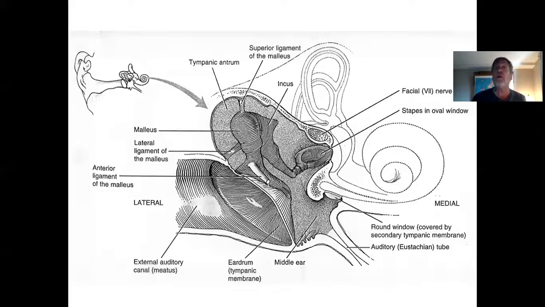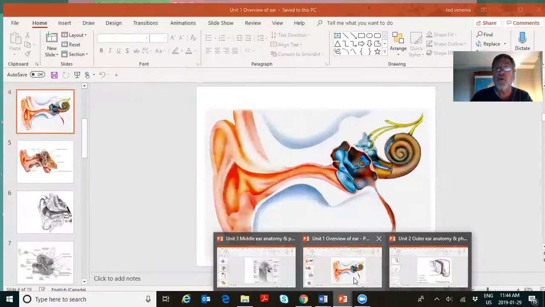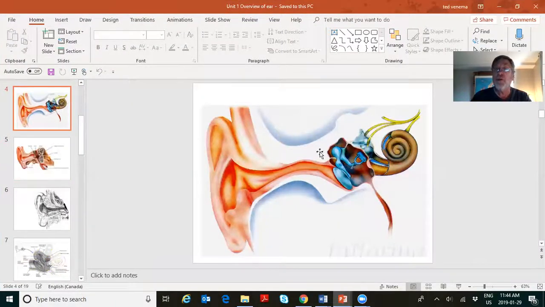What does the outer ear and middle ear do? What's the purpose of the outer and the middle ears? The purpose of them, let's find out. Let's make sure we go to the overview here. The purpose of the outer and the middle ears is simply to conduct sound and bring it to here. Always remember that. I'm going to make it bigger.